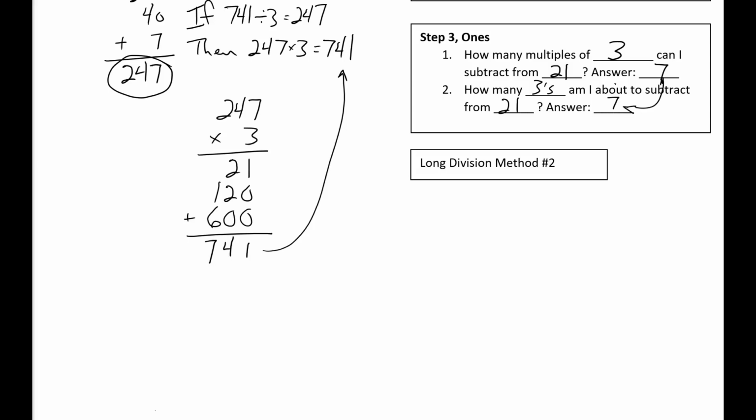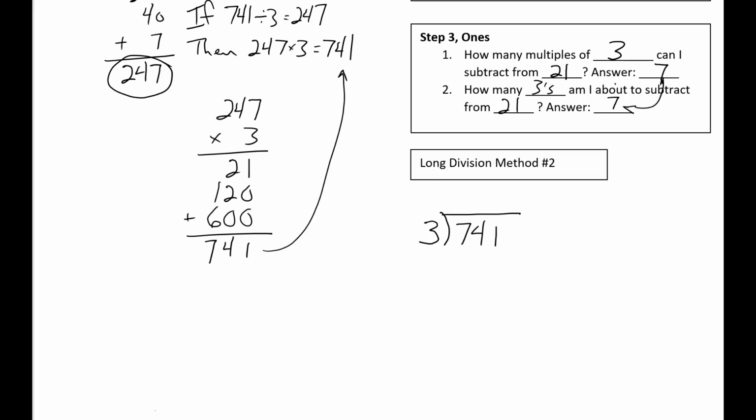So now I want to show you a shorter version of this algorithm that many people use, and we're going to call this method 2. And I think you're going to see that this method is going to look very similar to method 1. So we're going to set up the problem the same way with our long division symbol and our dividend 741 inside the long division symbol and our divisor 3 outside the long division symbol.